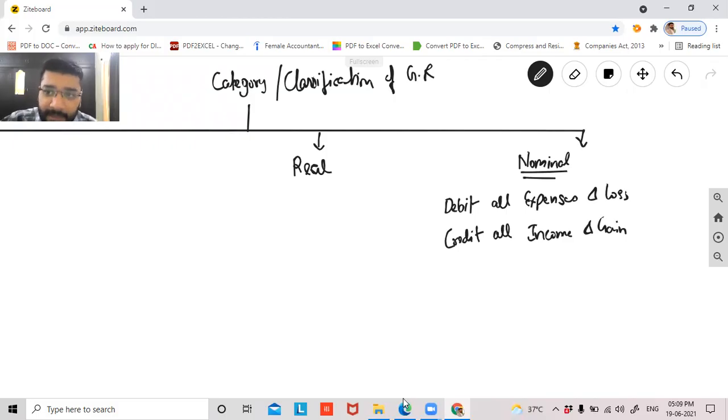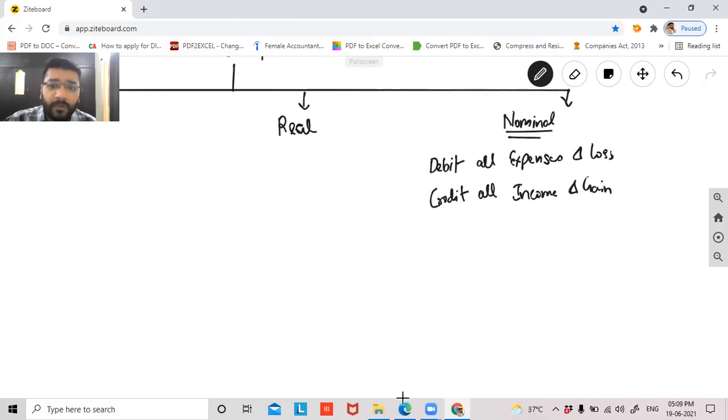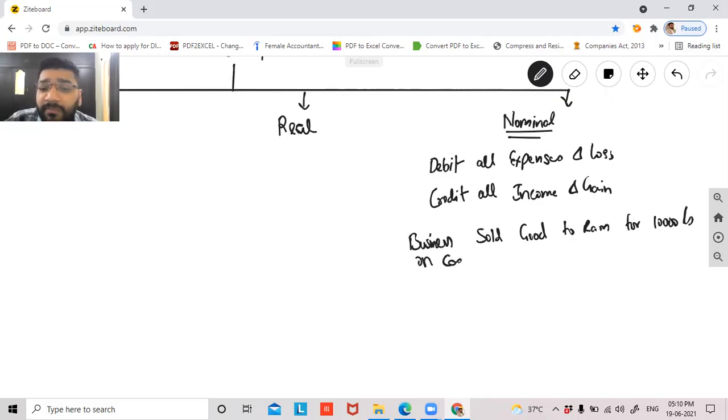Let's do one example, guys. Business sold goods to Ram for 10,000 rupees on cash basis.